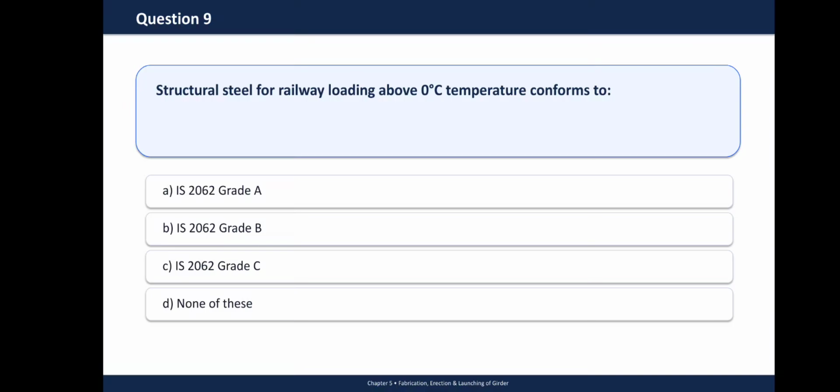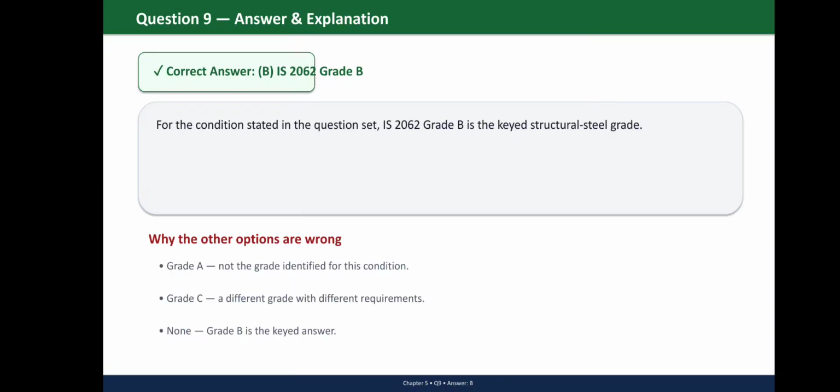Question 9. Structural steel for railway loading above 0 degrees Celsius temperature conforms to options: A. IS 2062 grade A, B. IS 2062 grade B, C. IS 2062 grade C, D. None of these. Correct answer is B. IS 2062 grade B. Explanation. IS 2062 grade B structural steel is specified for standard railway loading operating at temperatures above 0 degrees Celsius.